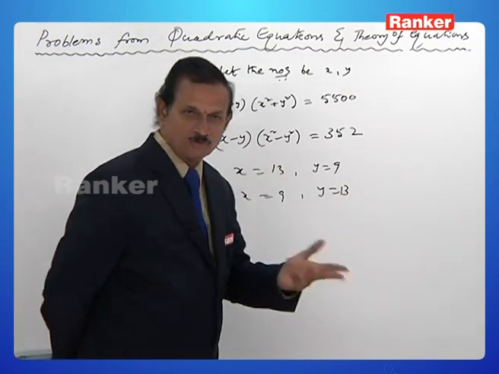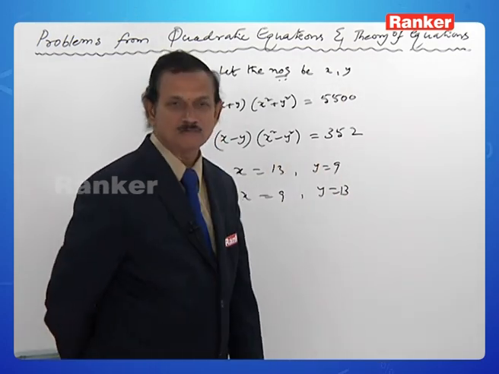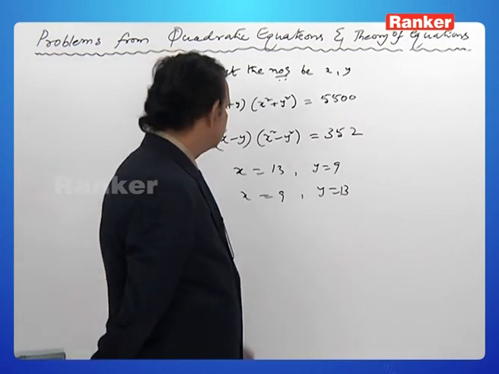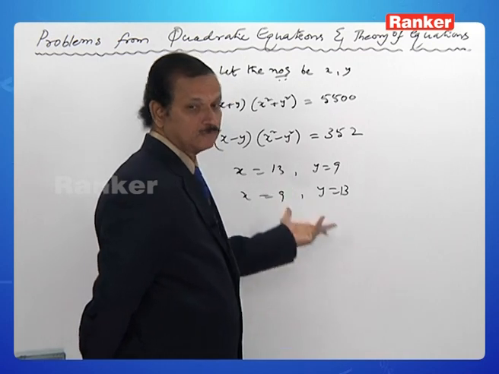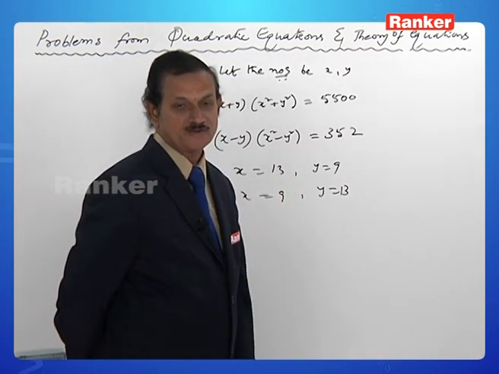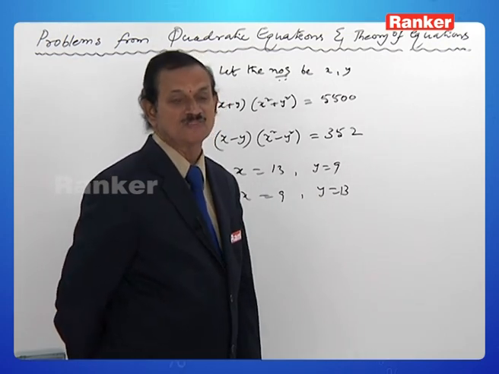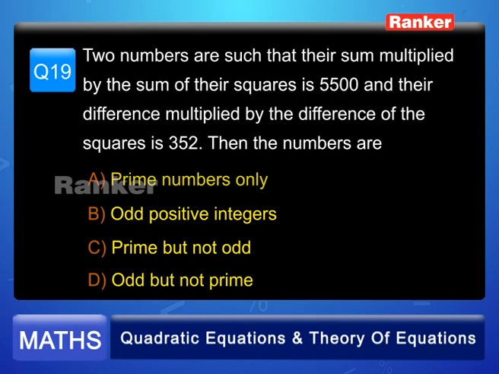Both are prime is wrong because 9 is not prime. Odd but not prime is not correct either, since 13 is odd and prime. So the fourth option is also not correct. Prime but not odd, 9 is not prime, so option C is wrong. So what is the suitable option? Odd positive integers, that is option B is the right option.